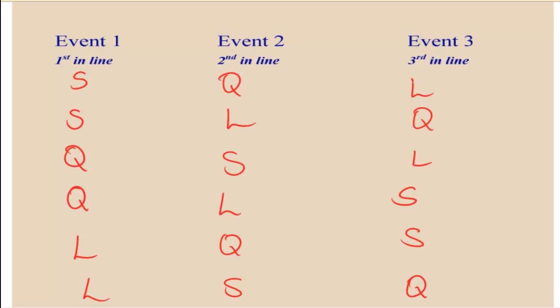So how many ways do we have here that these three people could line up? We have 1, 2, 3, 4, 5, 6. So here are the 6 possible outcomes. Well, let's use our permutation notation and see if we actually do get 6.